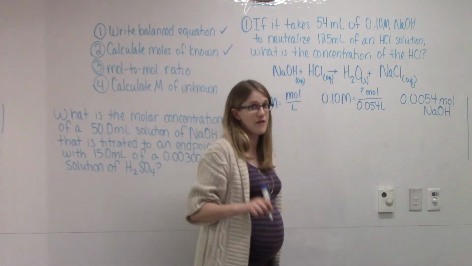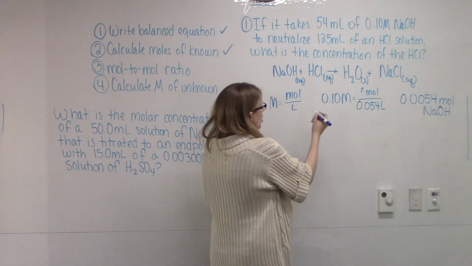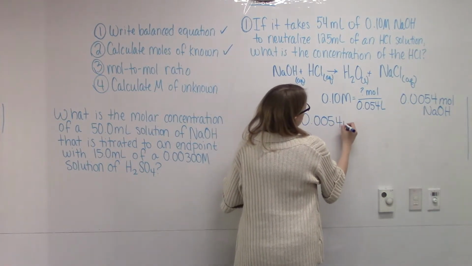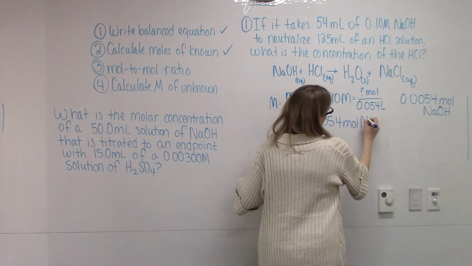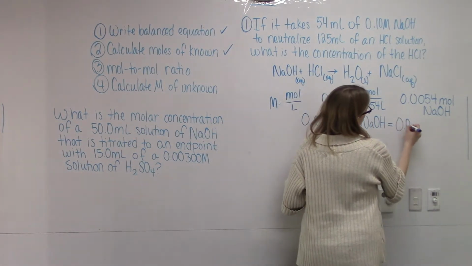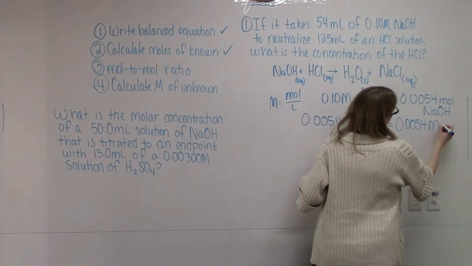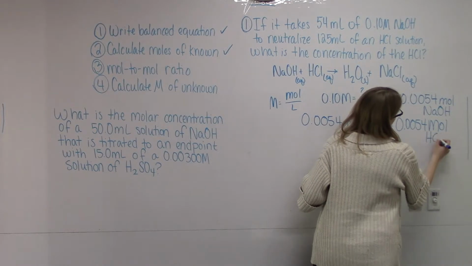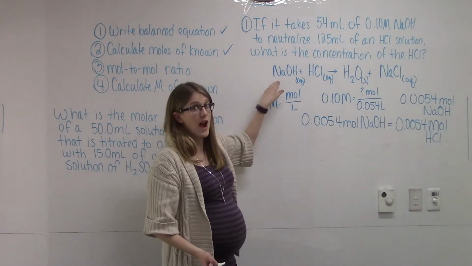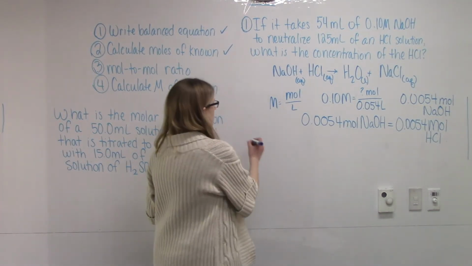So in order to show me that you're actually doing this next step, you got to write something out. So the first thing, you could just write out 0.0054 moles of NaOH equals 0.0054 moles of HCl. If you look there, that's telling me that you've looked at your reaction and you're thinking about the mole to mole ratio.